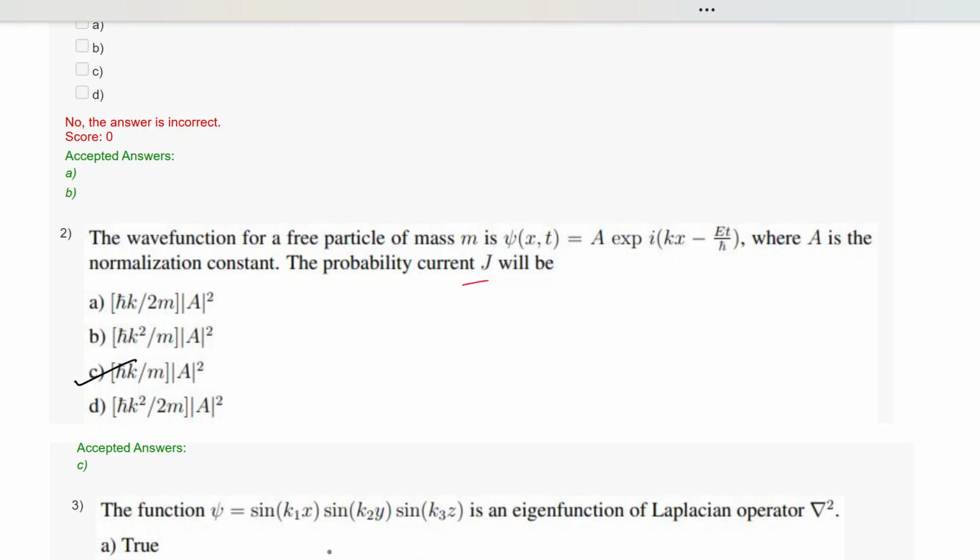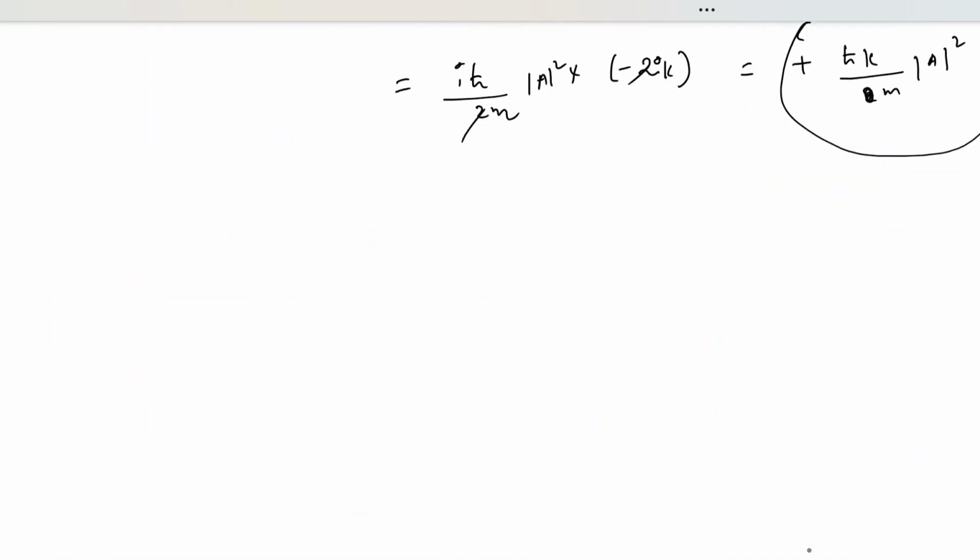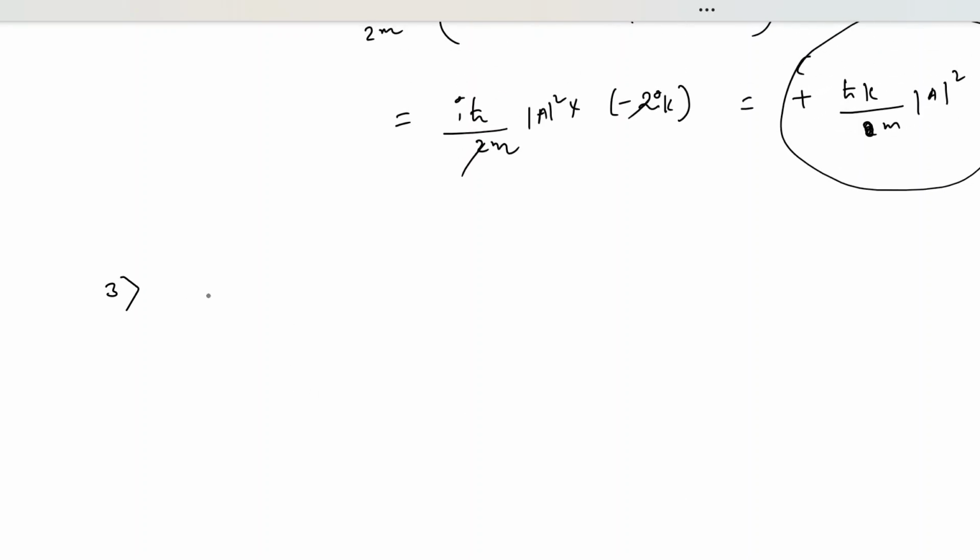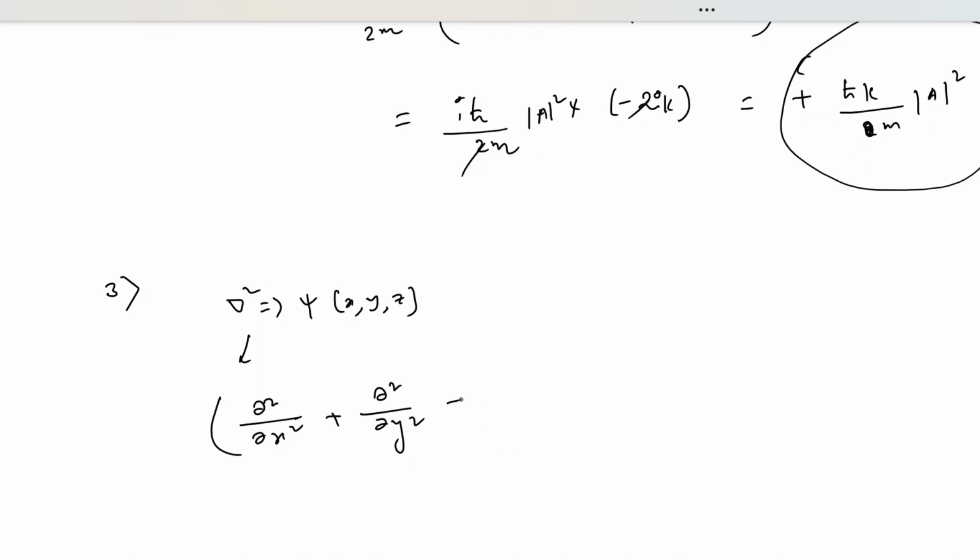Now question number 3: the function psi equal to sin k1x, sin k2y, sin k3z is an eigenfunction of the Laplacian operator delta squared, which you have to show or prove. So let us prove that. If your operator is delta square, which is a Laplacian operator, and it is operating on a psi xyz in 3D, the Laplacian operator in 3D is del 2 del x2 plus del 2 del y2 plus del 2 del z2 acting on sin k1x, sin k2y, sin k3z.